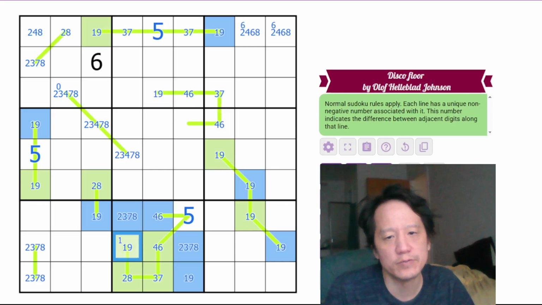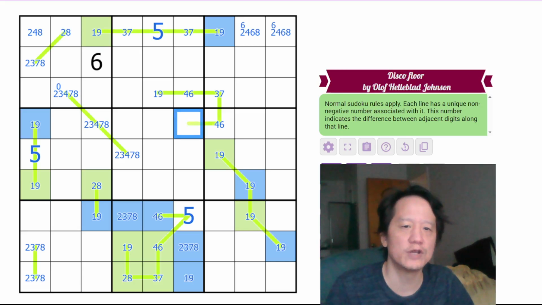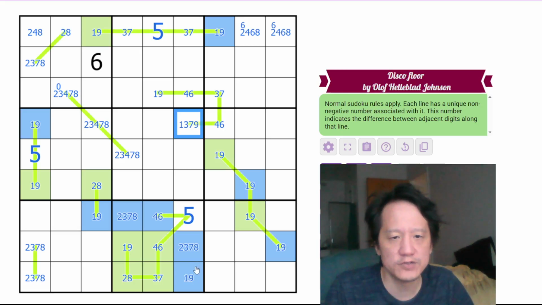We don't know which that is, though. This is 4 or 6, so it could be with 1-9 or 3-7. We're not sure which. It obviously can't be the blue 1-9, and these have to be the same one. It could be the same 3-7, though.